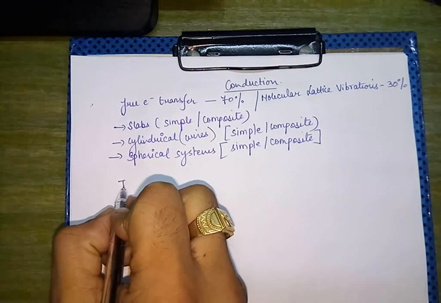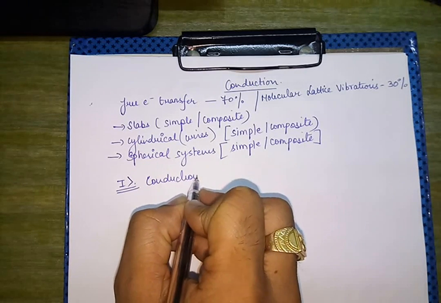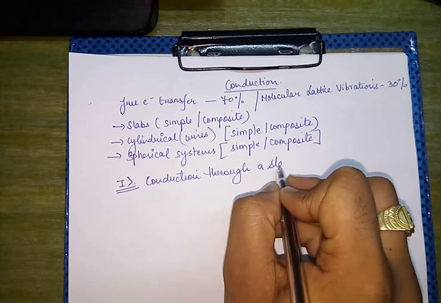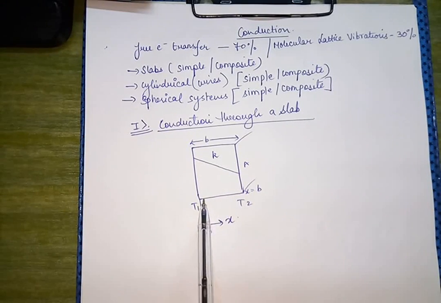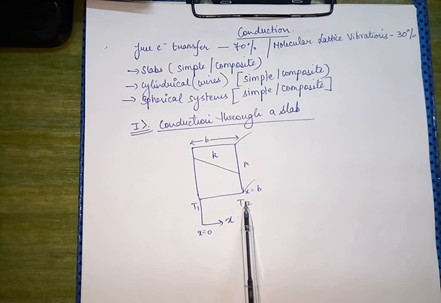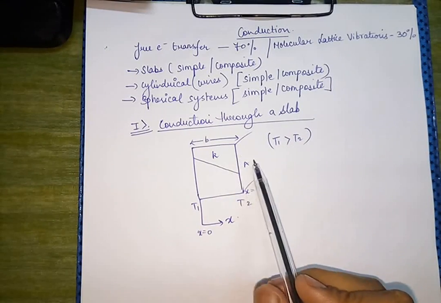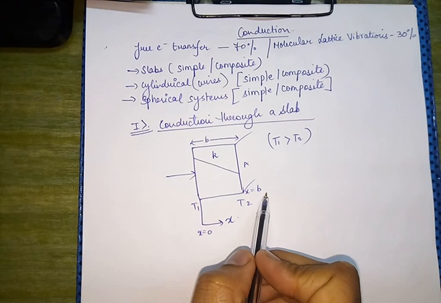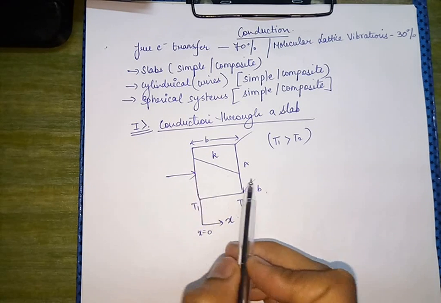Now I'll start with the very first, that is conduction through a slab. Now we have the case of a slab such that it has two faces. One face is at temperature T1, the other is at temperature T2, such that T1 is greater than T2. The heat is transferred from T1 to T2 because we have studied in Fourier's law of conduction that heat always travels in the direction of decreasing temperature.